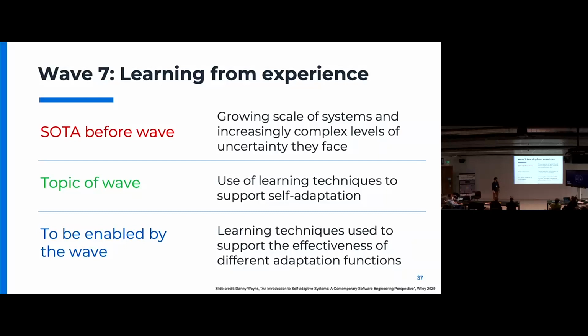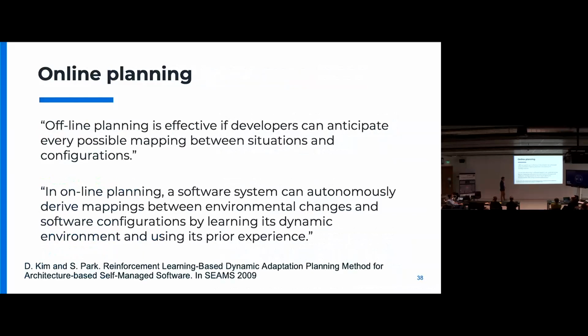So basically, the idea is how to use learning techniques to support the effectiveness of decision making at runtime. The idea is not new in a way. It was introduced probably by this paper, 2009, where they wrote about online learning, online planning in particular. They said in online planning, a software system can autonomously derive mappings between environmental changes and software configurations by learning its dynamic environment and using its prior experience.